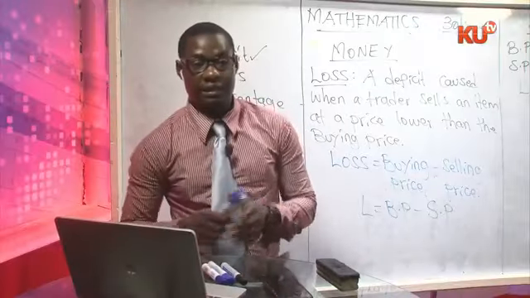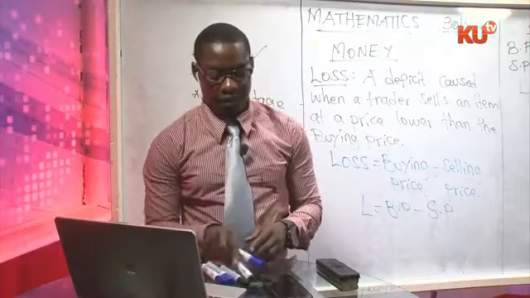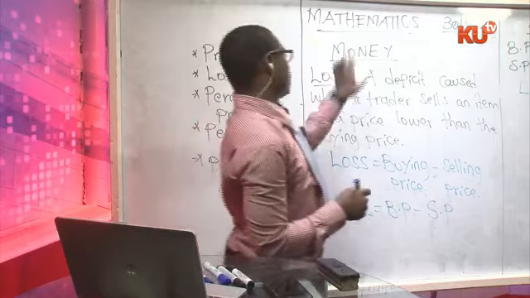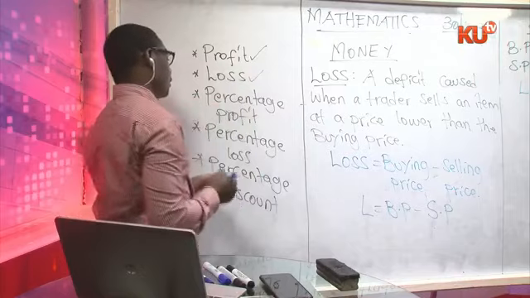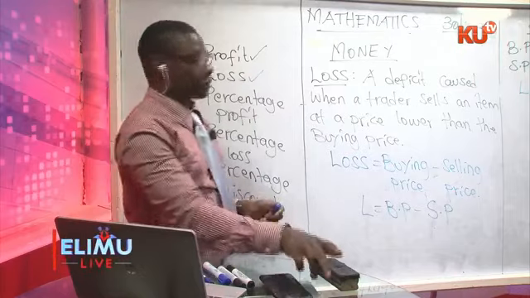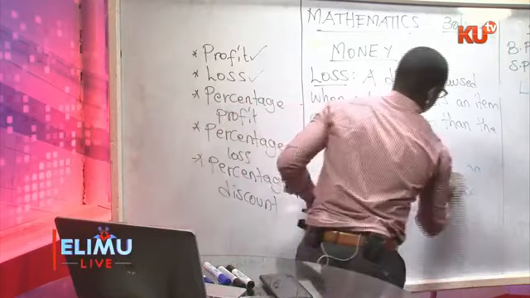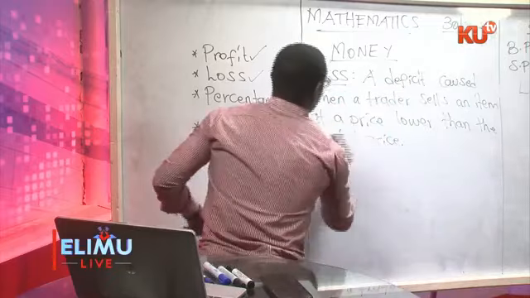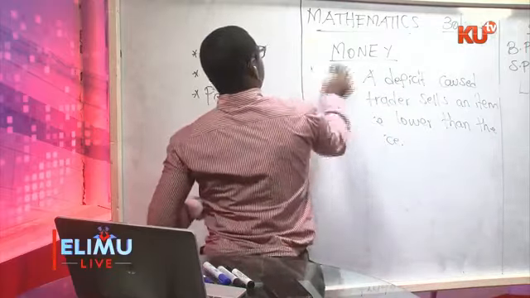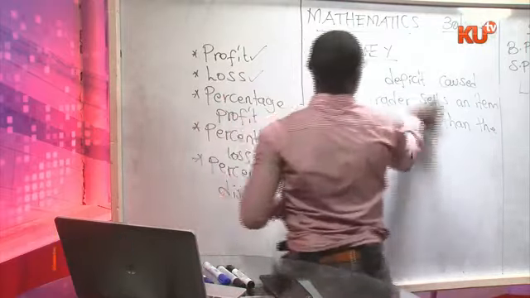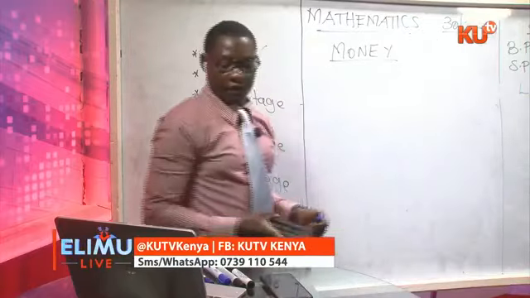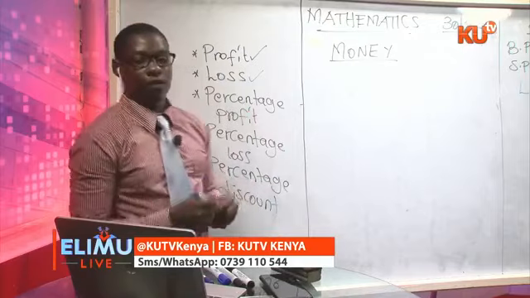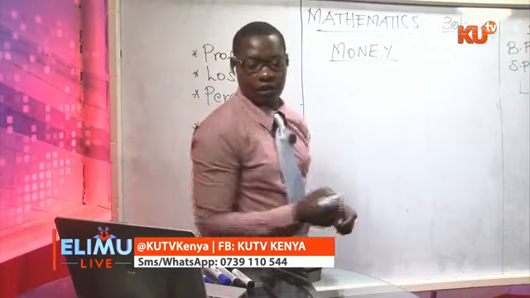So that is our second subtopic that we are looking at in this topic called money. We are done with profit, we are done with loss. So we look at percentage profit. After looking at profit, now let's look at what percentage profit is. Percentage profit is simply an expression of the profit in a percentage form.